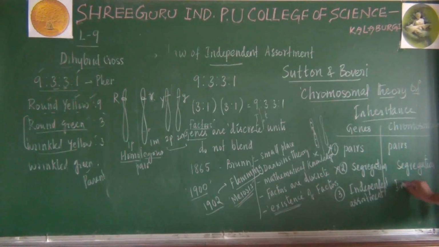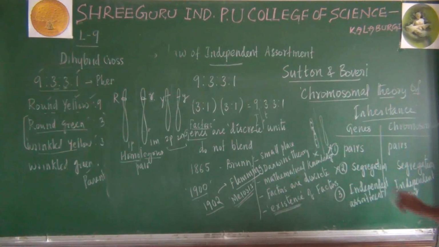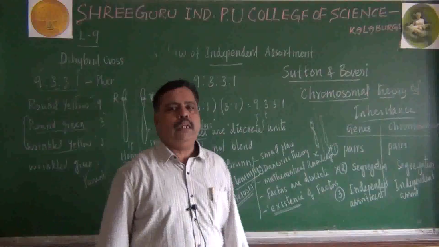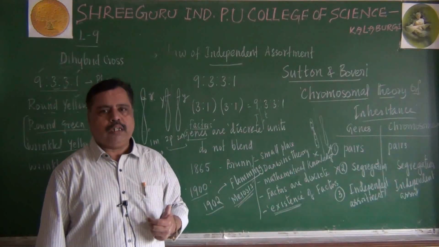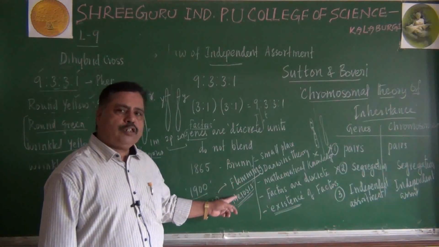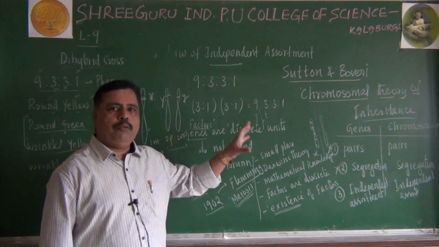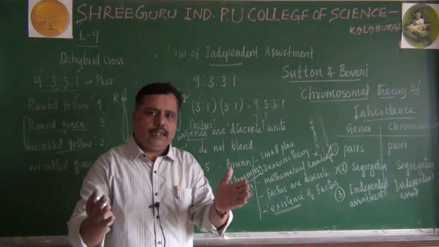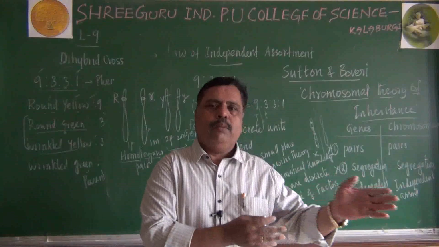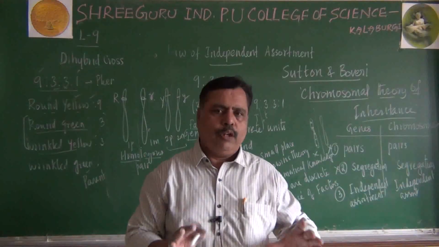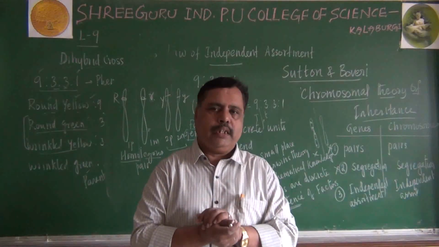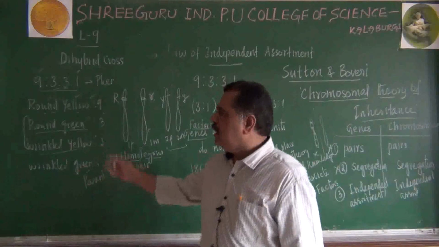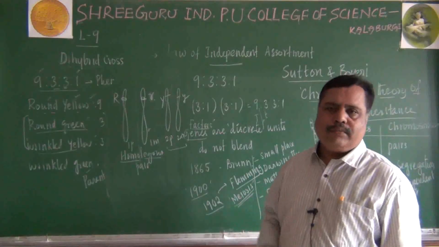Similarly, chromosomes also undergo independent assortment. This is the theory called the chromosomal theory of inheritance. Proposed by whom? Sutton and Boveri. Based on what? Based on their observations of meiosis as well as their study of Mendel. So Mendelian factors were correlated with Fleming's chromosomes, we can say. In one way, chromosomal behavior and gene behavior match each other. They are similar to each other. That theory is called the chromosomal theory of inheritance.